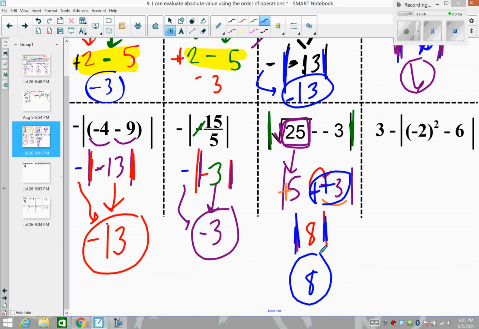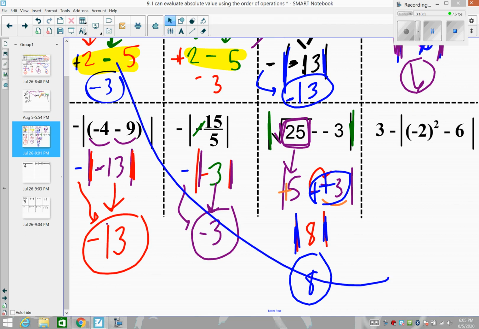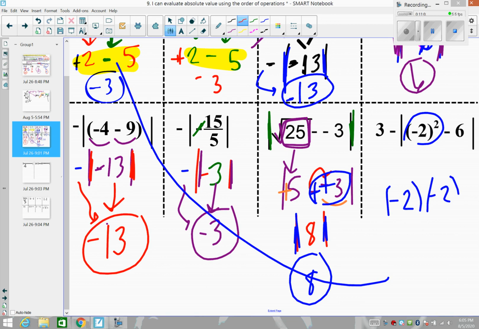All right, so now you should have already solved that. You should be pushing play because you've already solved it. Let's take a look at what we have here. Inside of here, we have negative 2 to the second power, which is really negative 2 times negative 2. Watch the signs there.